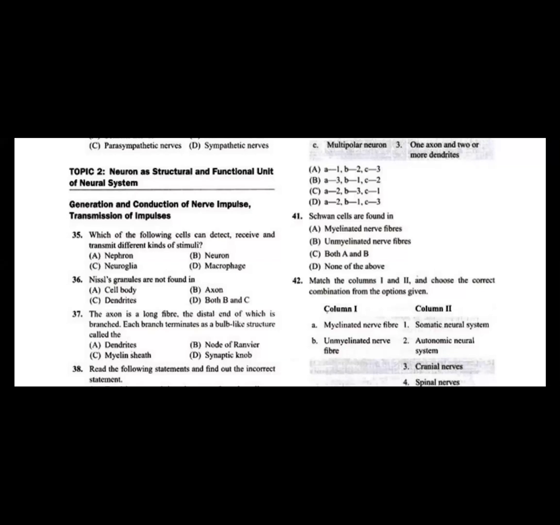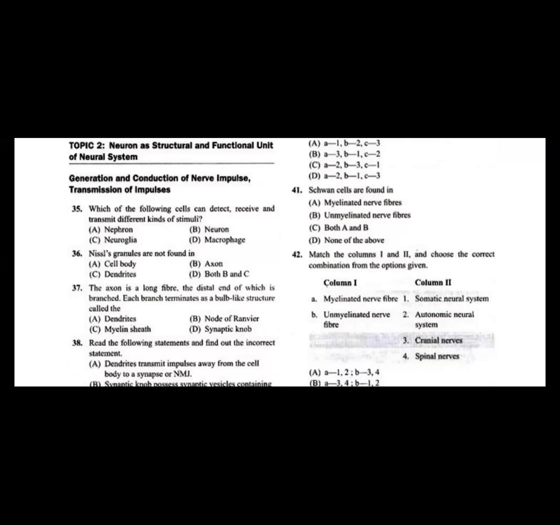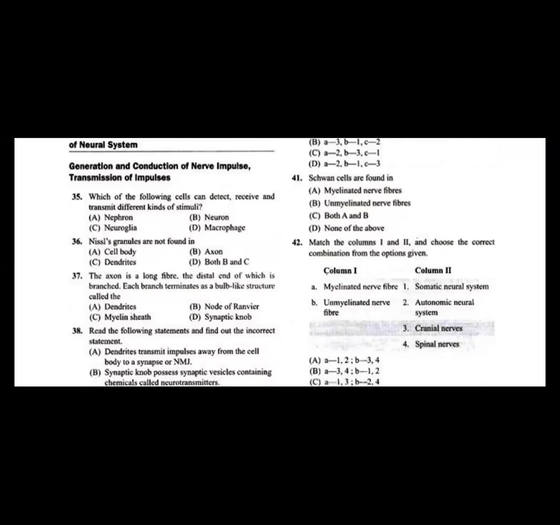Question number 35, students. Which of the following cells can detect, receive, and transmit different kinds of stimuli? So we know that the stimulation can be received and transmitted only with the help of neuron. So neuron is involved in what we call conduction of nerve impulse. So the answer is B, neuron.